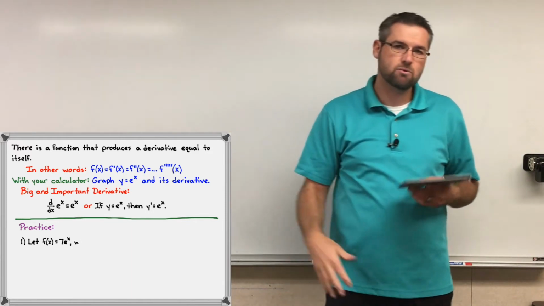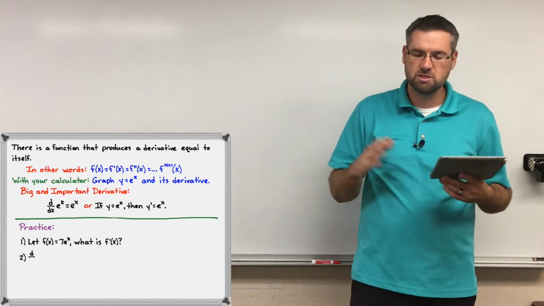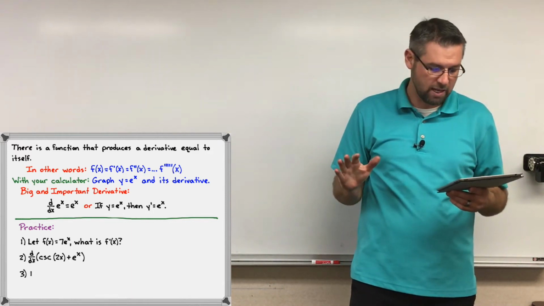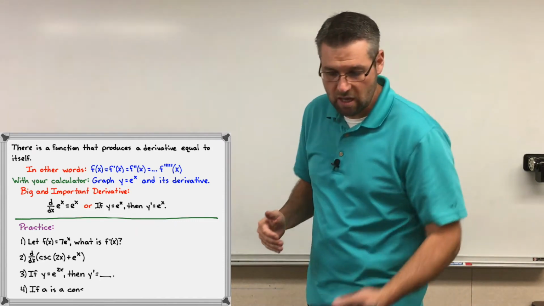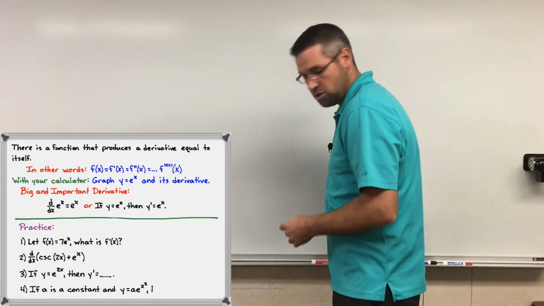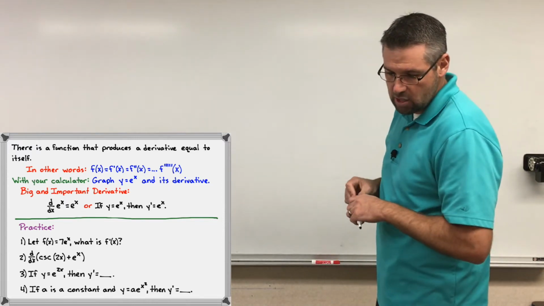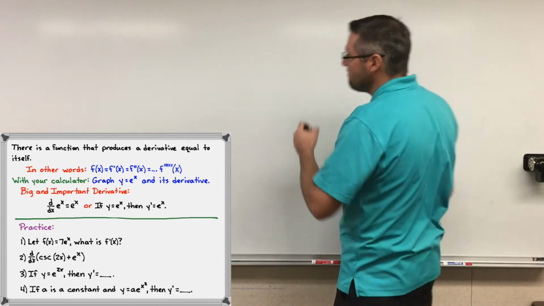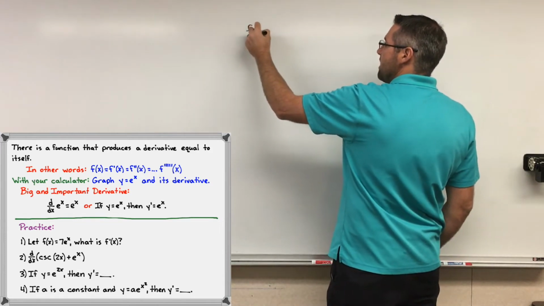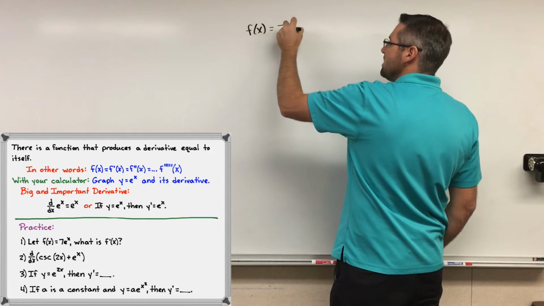Okay, with that said, all the rules still apply. You still have the product rule, the quotient rule, the chain rule, implicit differentiation, all those things still apply. So we're just going to do some practice with taking derivatives of an exponential function of e to the x. Okay, number one says, let f of x equal 7e to the x.